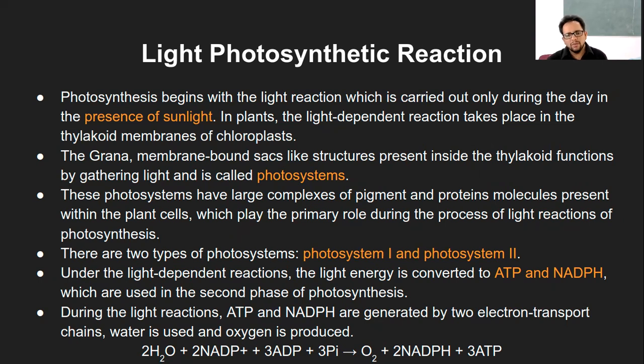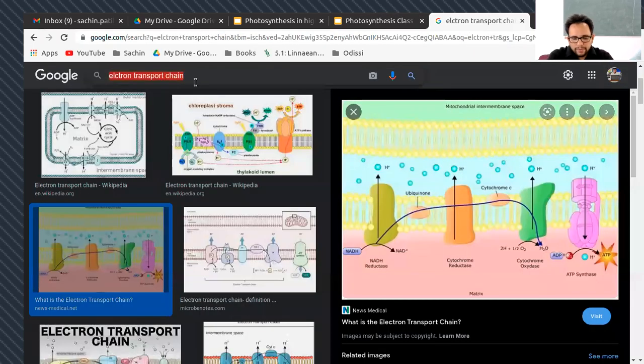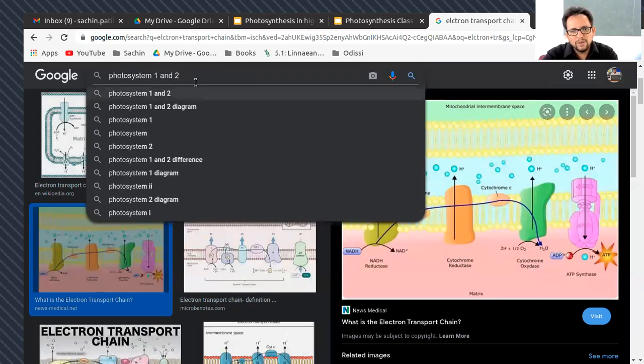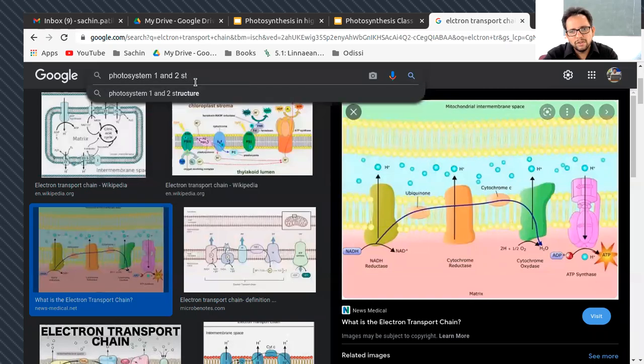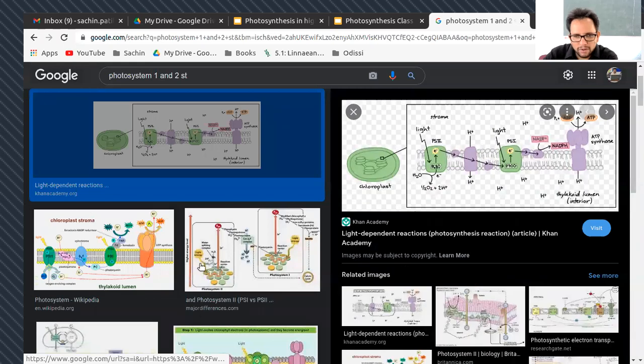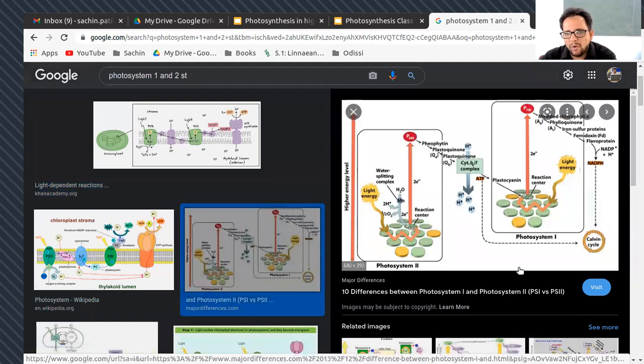Now, in general, there are two types of photosystem, photosystem 1 and photosystem 2. Again, I will show you the difference here in the diagram. Photosystem 1 and 2 structure. No, not these ones. I guess these ones. Yes. If you can just have a look without getting overwhelmed.